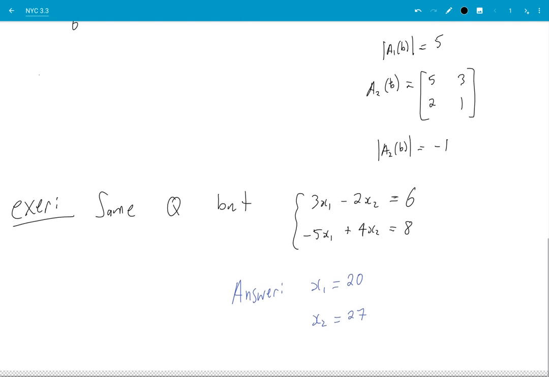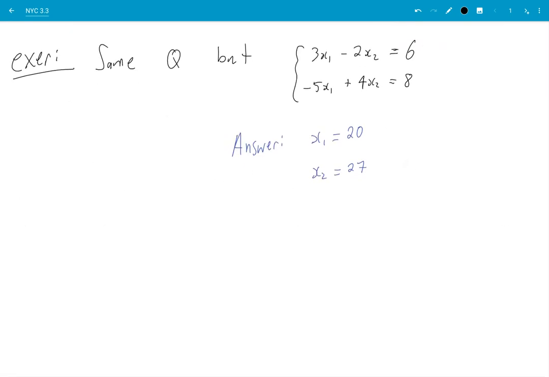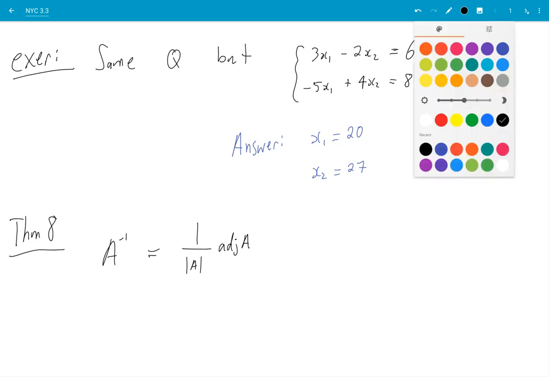Okay, now the new formula for the inverse. So the inverse actually can be calculated. I'll just use the notation I usually use. Okay, so the inverse can be written as 1 over the determinant times this matrix here, which is called the adjugate of A.